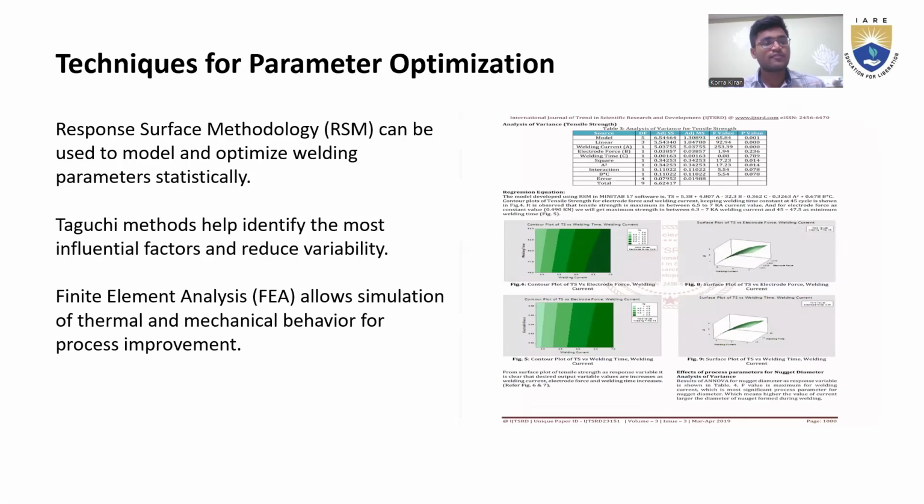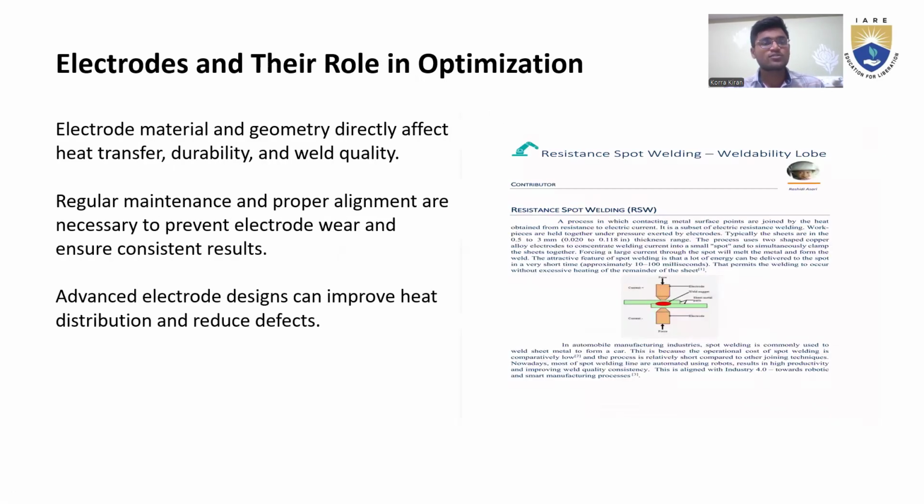And here one method is the Taguchi method, which helps identify the most influential factors or reduce variability. And finite element analysis allows simulation of thermal and mechanical behavior for process improvement. Now, electrodes and their role in optimization.